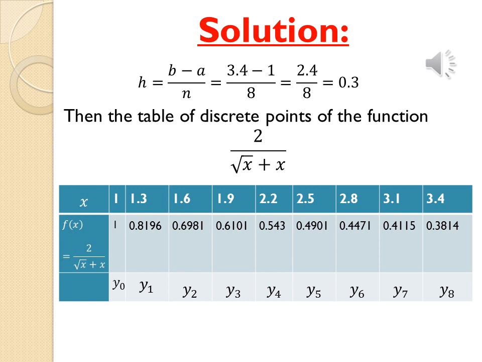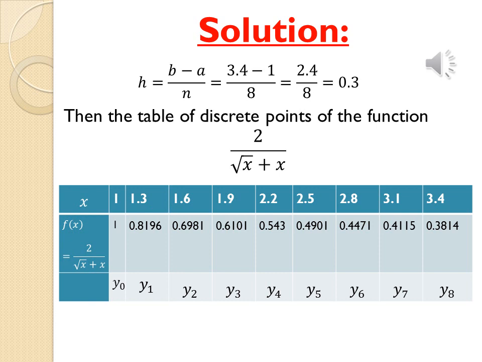I think it is complicated to do this calculation by hand, but we have a method on the calculator. We will show you live how to calculate. It's very easy. Only put x equal 1.3. How do we get that? Use the table mode and enter the equation 2 over square root x plus x. Each time we put x, we get all these y values. So y0 is the first point, y1 till y8.